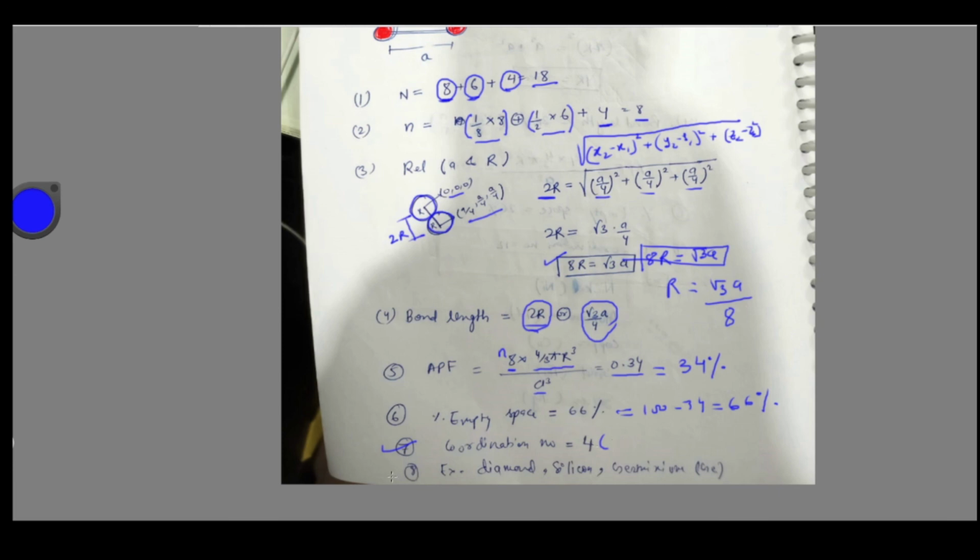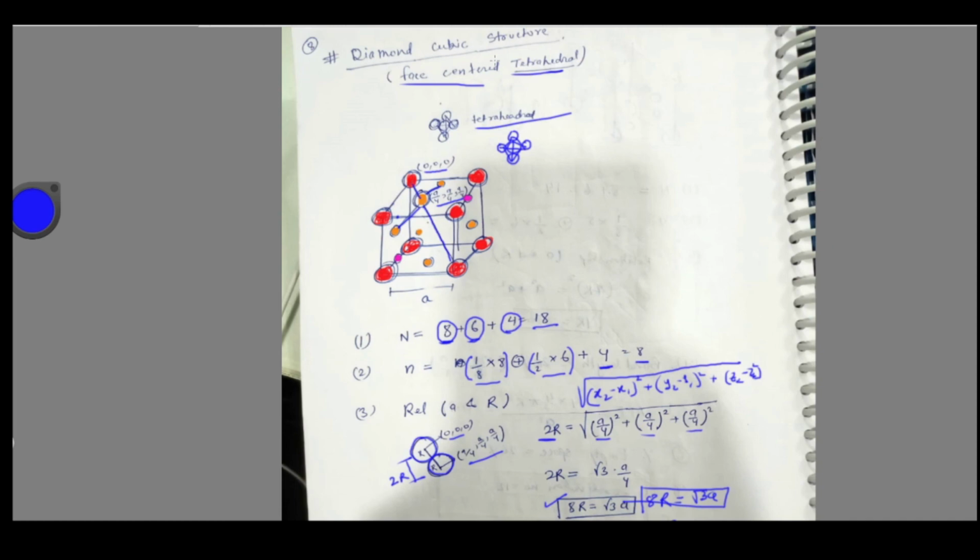And examples of this kind of structure are diamond, silicon and germanium. Diamond, silicon and germanium have the diamond cubic structure. I will show you the structure of the diamond cubic.